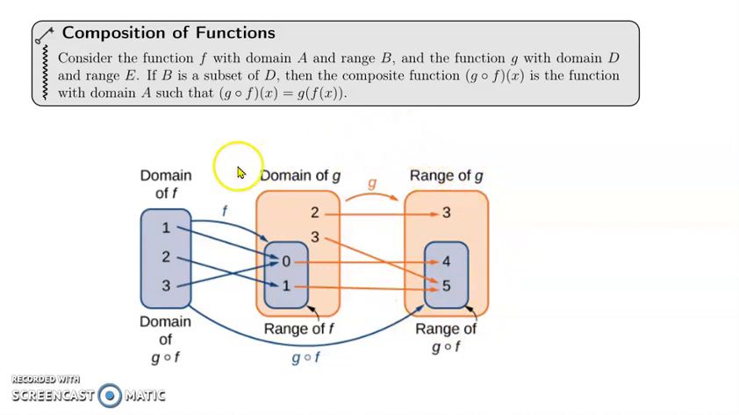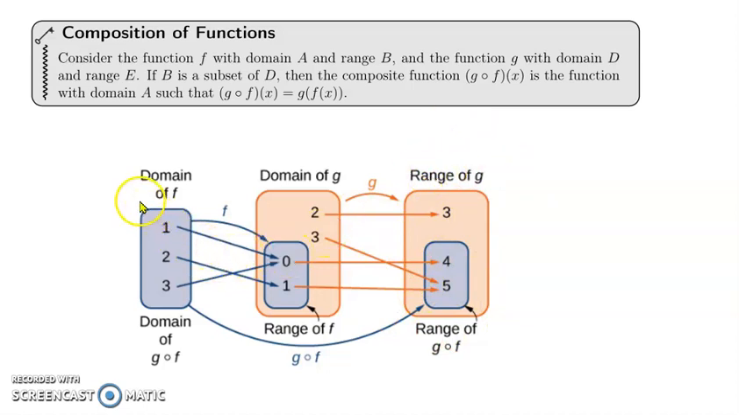And we have another function here coming from this domain, the domain of f. That is denoted by g dot f, whose domain is just the domain of f. The range is only 4 and 5. So the range is just part of the domain of g.